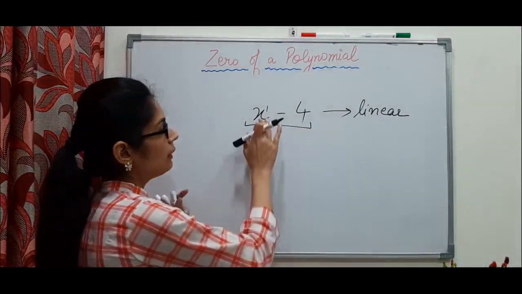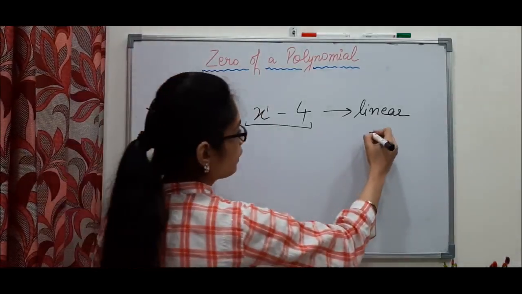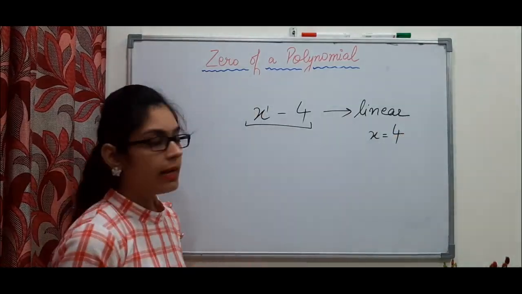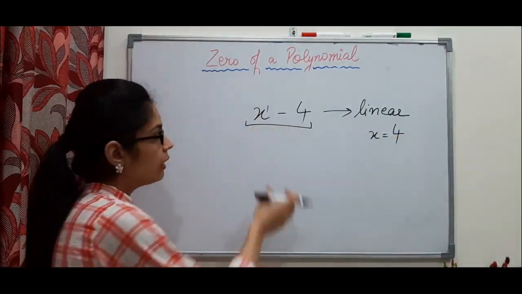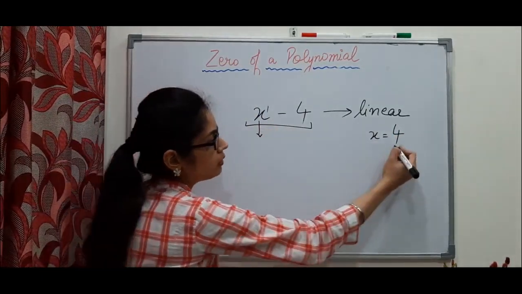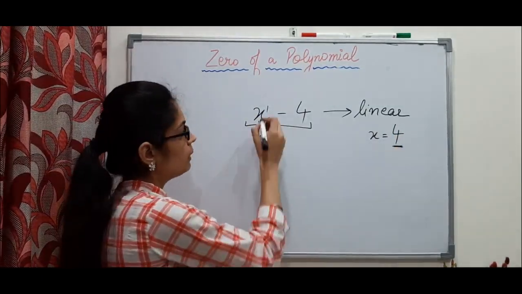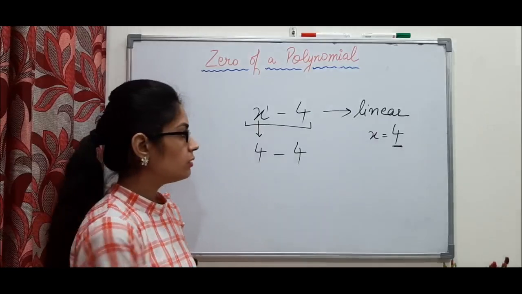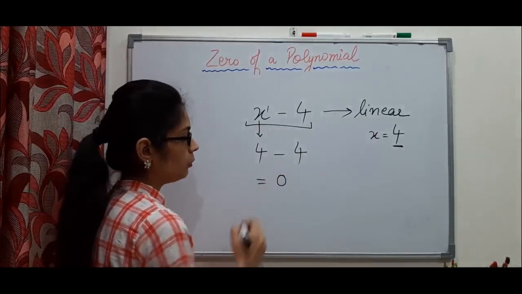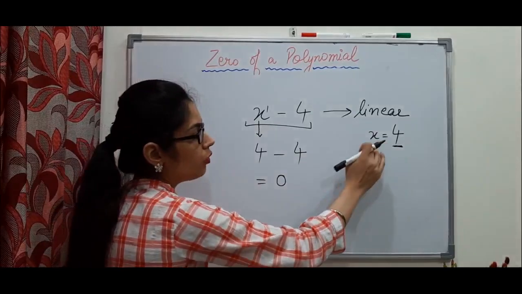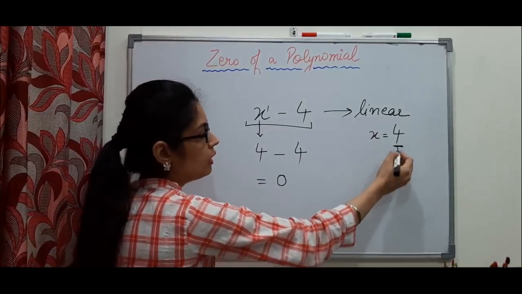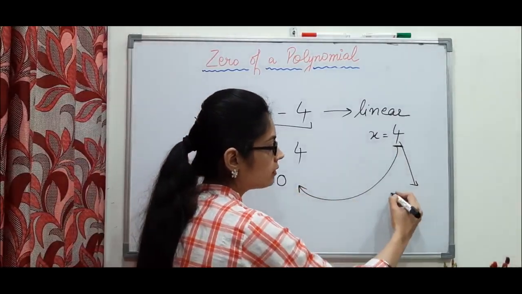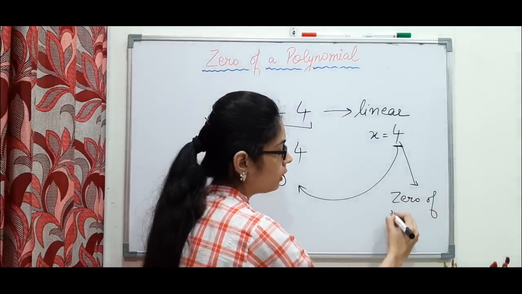For example, in this expression we'll put x is equal to 4. The meaning of this is that wherever you see x, in place of x you have to put the numerical value which is given to you. So in place of x I'll put 4, minus 4, which I will write as it is. So 4 minus 4, I will get 0. Now for this value, when x is equal to 4, you are getting your expression equal to 0. This means this 4 is known as zero of a polynomial.